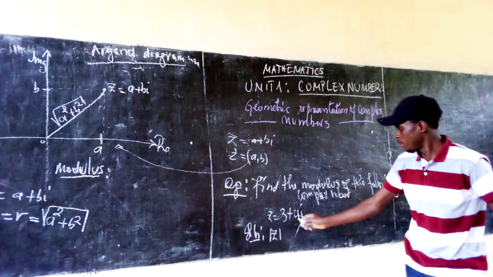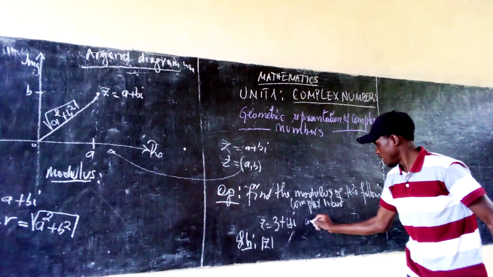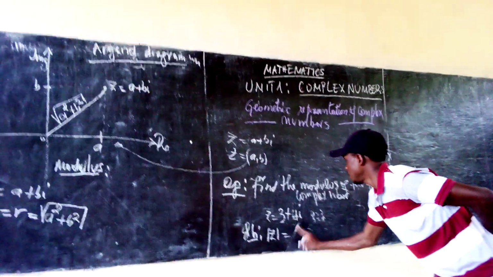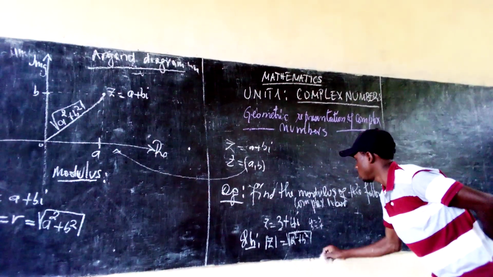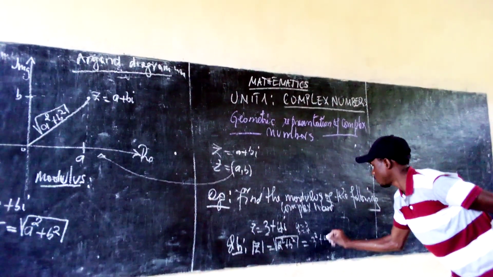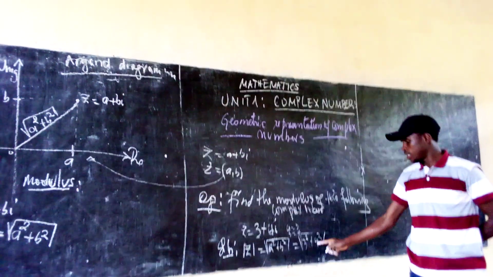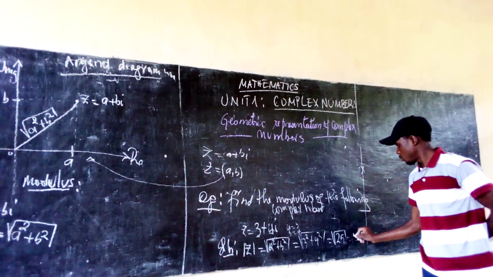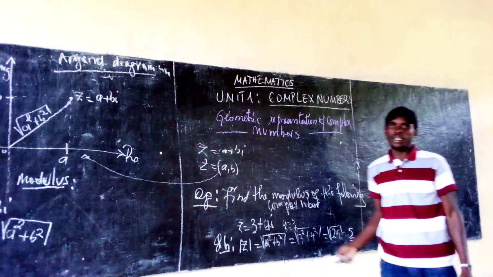For our complex number, the value of a is 3 and the value of b is 4. So we know that the modulus is the square root of a squared plus b squared. We shall have 3 squared plus 4 squared under the square root, which gives 9 plus 16, which is 25, and the root of 25 is 5. This means the modulus of our complex number is 5.